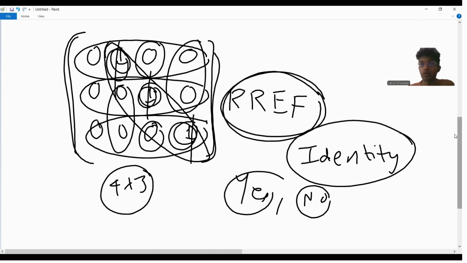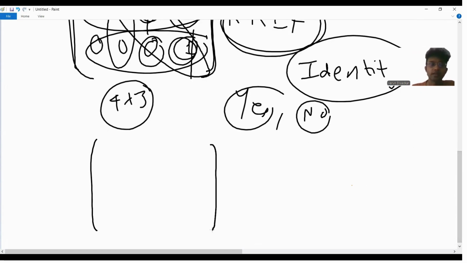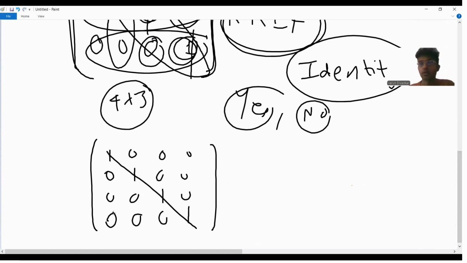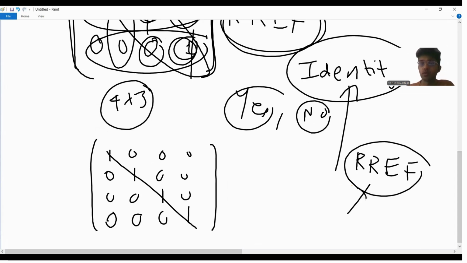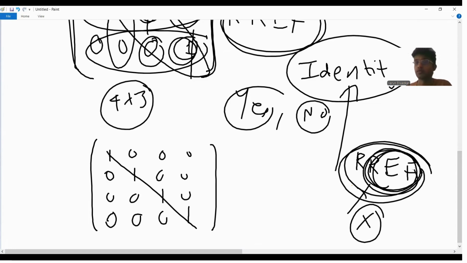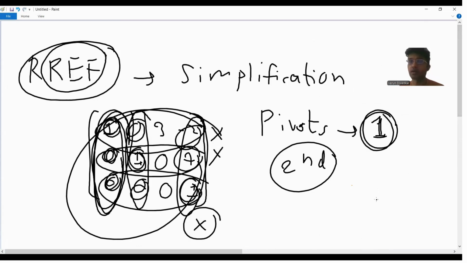Suppose this was 4 by 4, then in that case, this would have been an identity matrix, right? So all identity matrices are reduced row echelon forms, but all reduced row echelon forms are not identity matrices, all right? And all reduced row echelon forms are also row echelon forms, but all row echelon forms are not reduced row echelon forms, right? Clear? So I hope this discussion was helpful to understand the REF and the RREF.